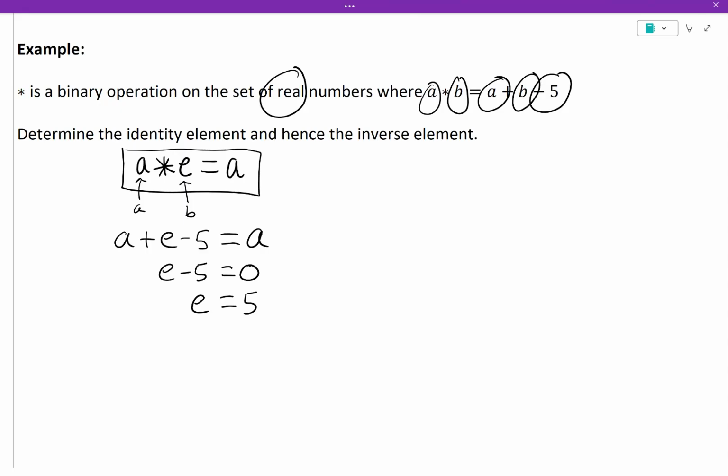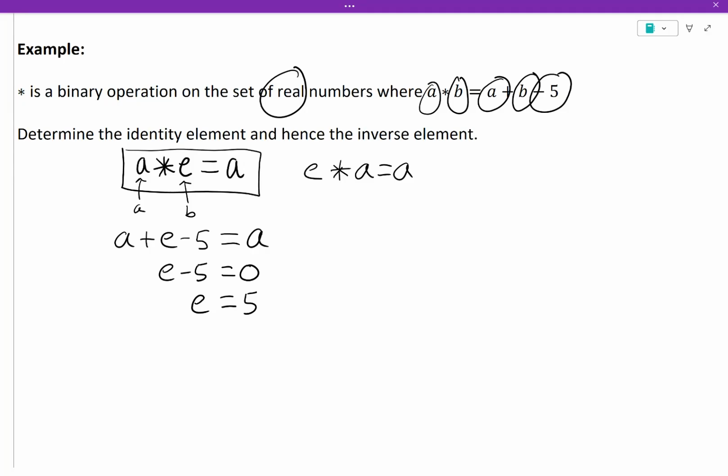Now I say possible because in my definition of my identity, I wrote that A combined with E is equal to A. But also, if I swap the A and the E around, that statement should still be true. We should get E combined with A is also equal to A. So we do just need to check that, because right now we've only established it would work as 5 if it's on the right, but we do need to check if it works if it's on the left to ensure we have a proper identity element.